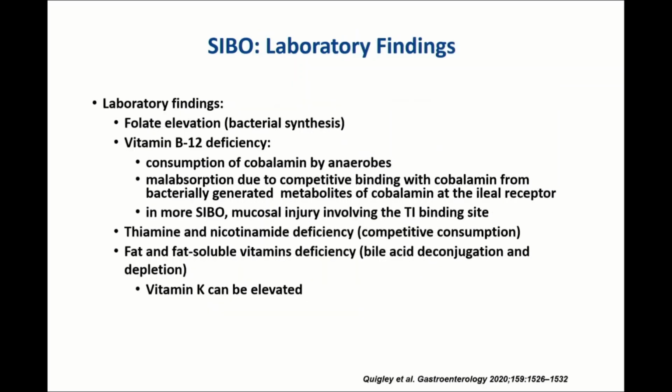So what about the lab findings? Again, folate elevation. Vitamin B12 deficiency can happen with consumption by these anaerobes, and malabsorption due to competitive binding with cobalamin from bacterially generated metabolites of cobalamin at the ileal receptor. Thiamine and nicotinamide deficiency, fat and fat-soluble vitamin deficiencies, and vitamin K itself can be elevated.